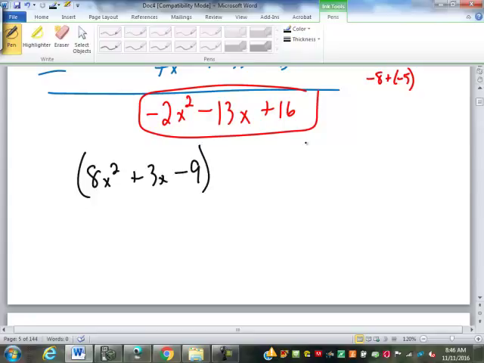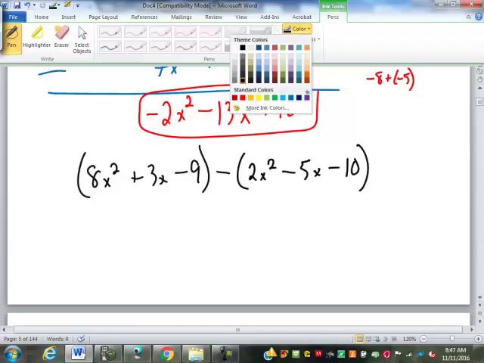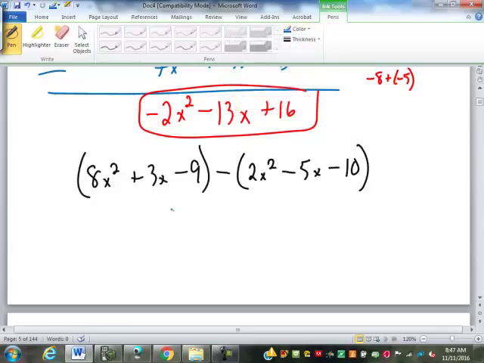So let's see. 8x squared minus 3x minus 9, minus 2x squared minus 5x minus 10. Why don't you try that when you know it? Let's see what you come up with.